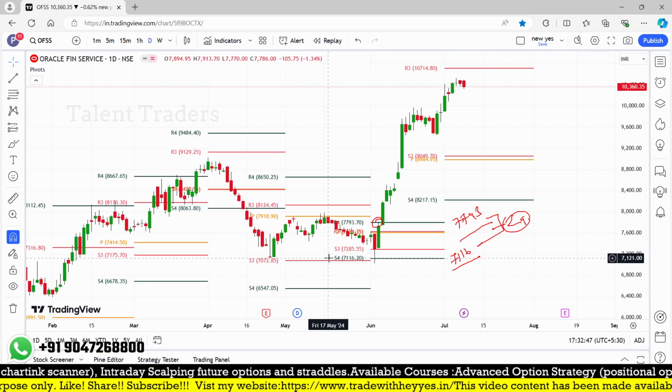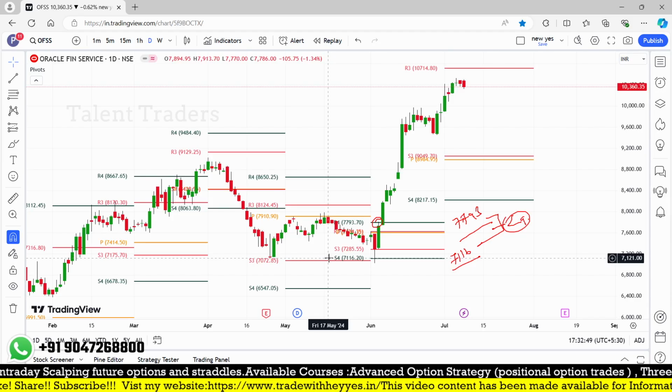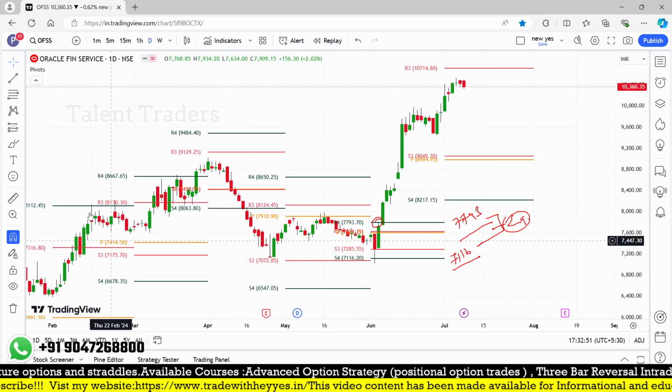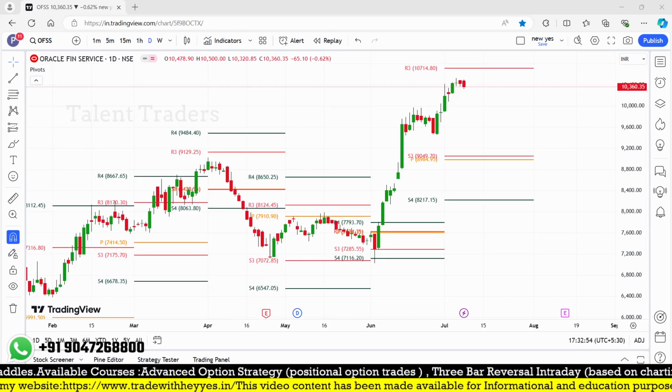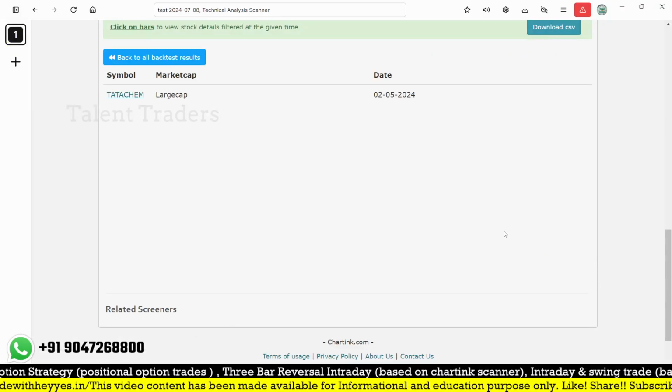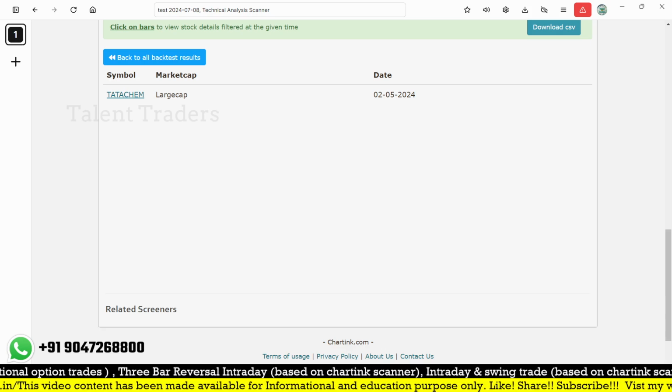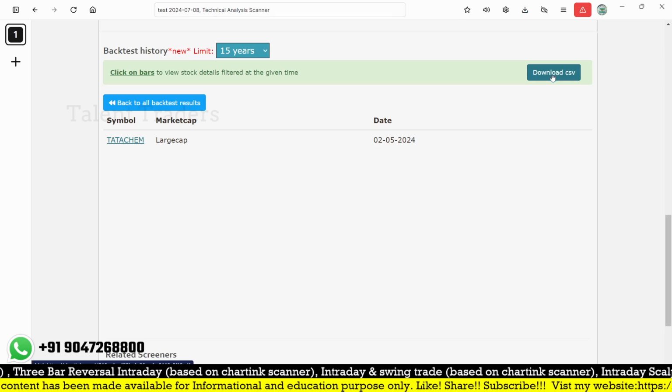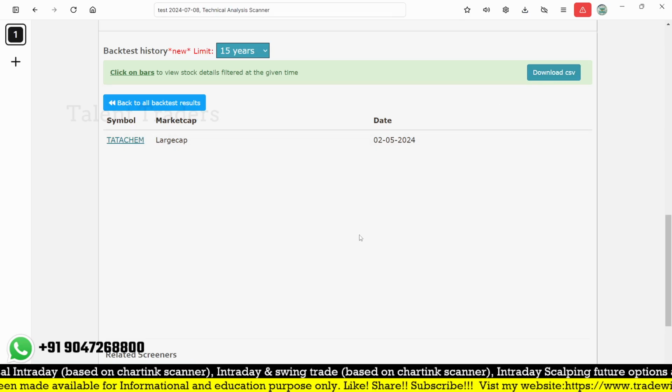So this is how the pattern forms: it is exactly in between the previous month's R3 and S3. The R4 and S4 would be inside the previous one. So that may give you such a good breakout on a monthly basis. Only a few stocks are filtered monthly. I think in the last 4 months, one stock each, in Tata Chemical 25.